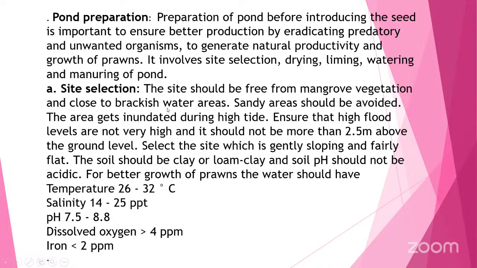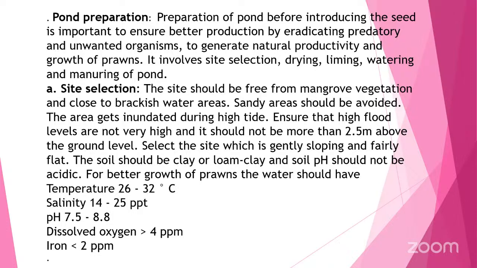Now see, pond preparation. It is important to ensure better production by eradicating predatory and unwanted organisms to generate natural productivity and growth of prawns. It involves site selection, drying, liming, watering, and manuring of the pond. Let us see each one by one.